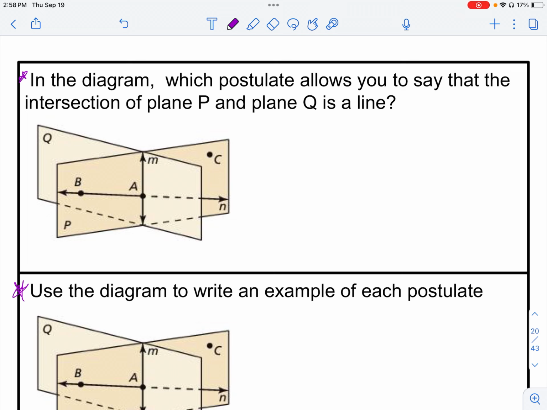Okay, welcome back. Let's see how you did. In the diagram, which postulate allows you to say that the intersection of plane P and plane Q is a line? We look back at what we did a little bit earlier. The plane intersection postulate.